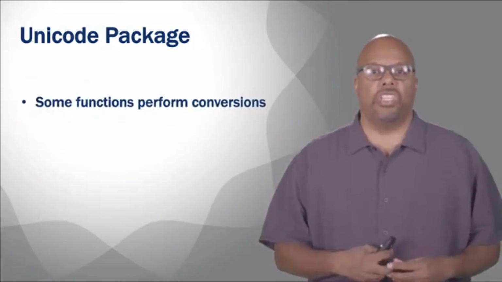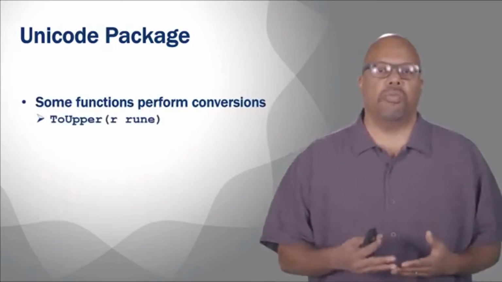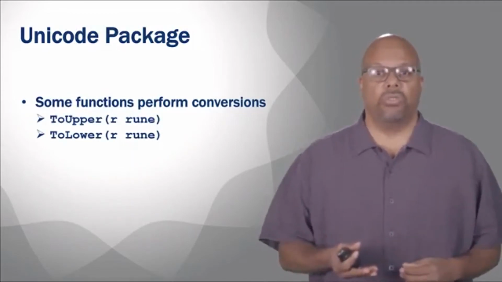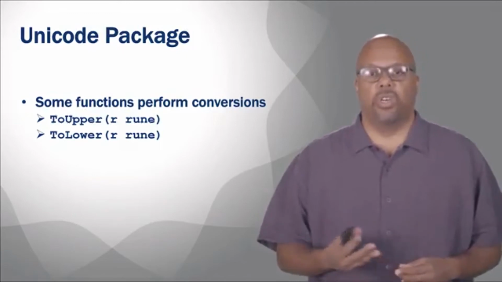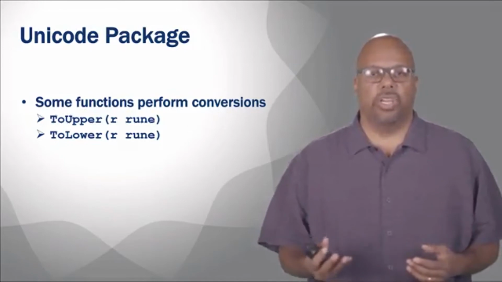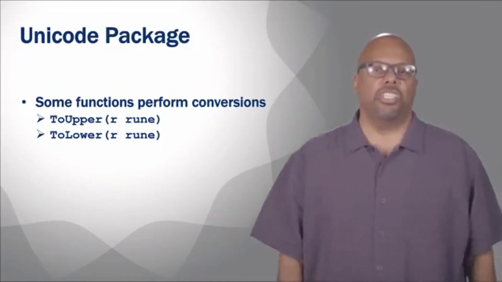There are also a set of other functions that perform conversions. Some of these conversions are possible. For instance, to upper and to lower. You can take a lowercase rune, turn it into an uppercase rune, right? And vice versa. So they provide functions for that. ToUpper takes a rune which is lowercase and returns a rune which is uppercase, and so on. So the Unicode package is useful for that.